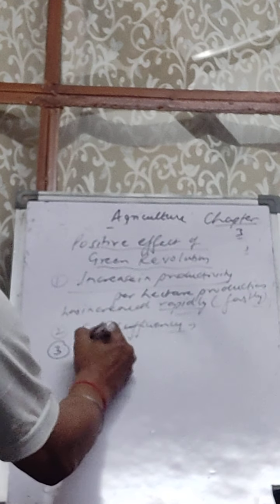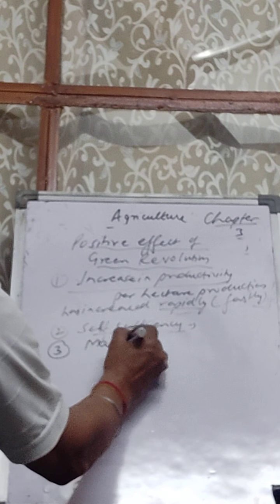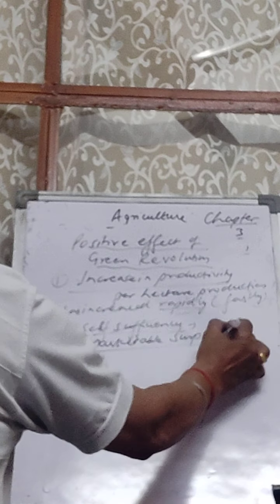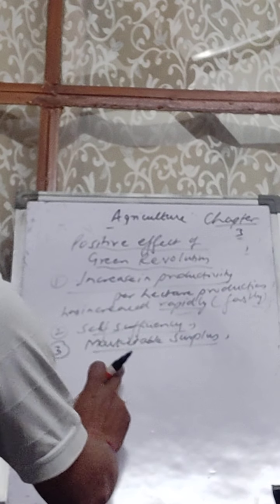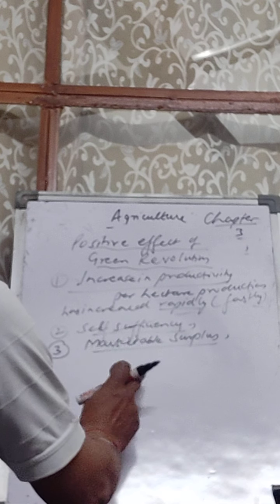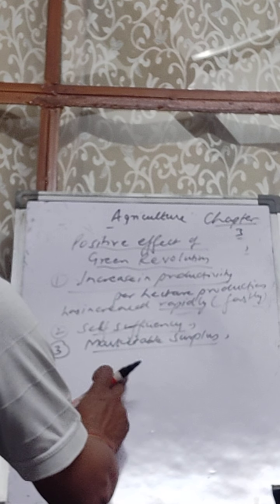Third is marketable surplus. Now, because of introduction of green revolution, use of HYV seeds, new techniques, the farmers have shifted themselves from subsistence farming to commercial farming, which means now they can produce extra which is required by them, and that extra is sold in the market, by which they get income and they improve their standard of living.